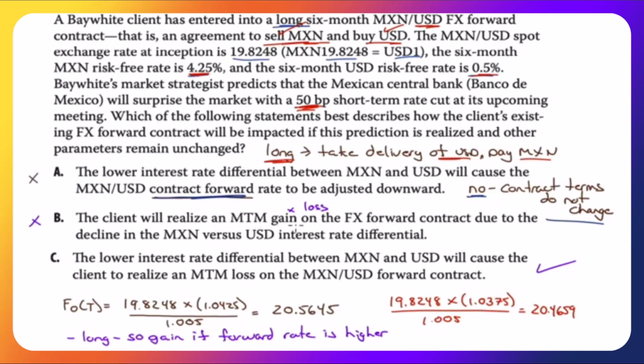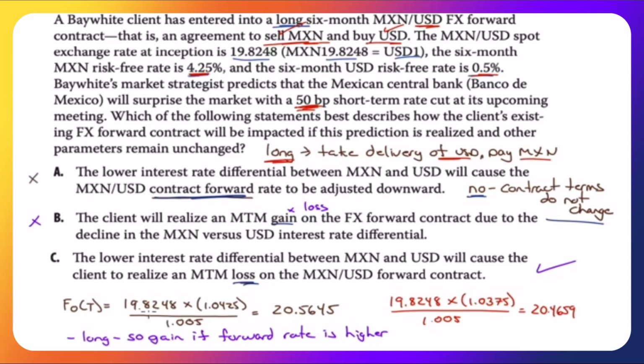B says the client will realize a mark-to-market gain on the forward contract due to the decline in the Mexican versus the U.S. interest rate differential. And C says the opposite. The lower interest rate differential will cause the client to realize a mark-to-market loss. So do we have a gain or do we have a loss?